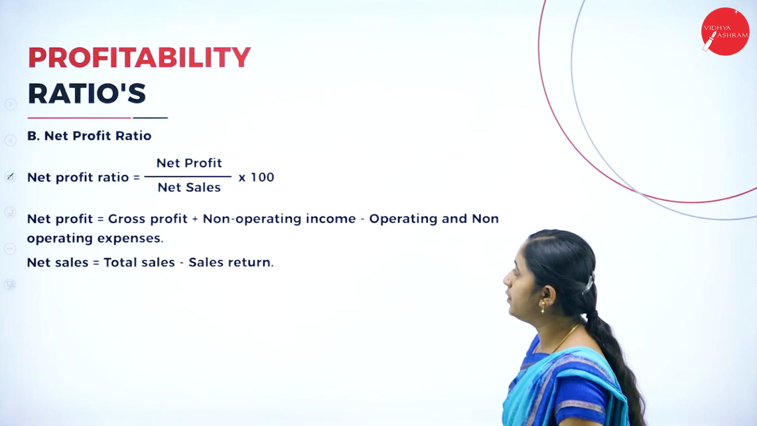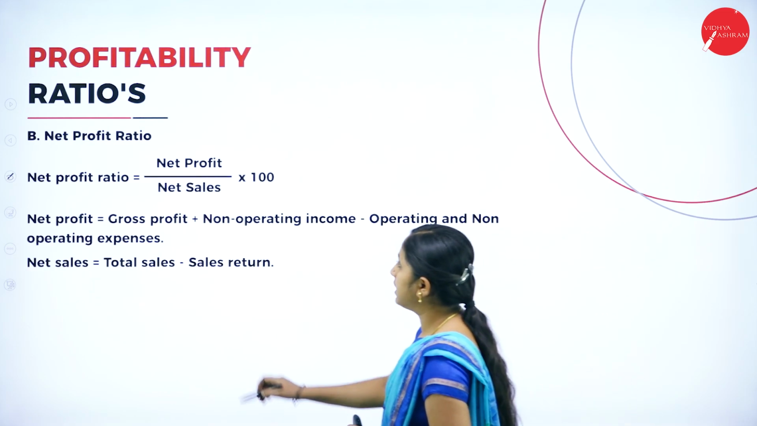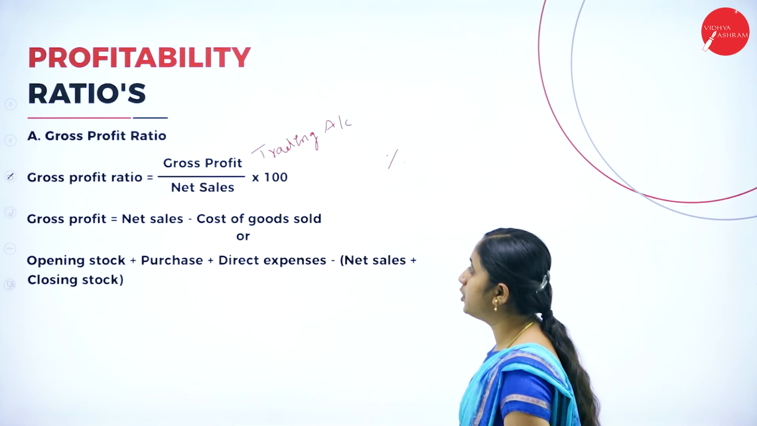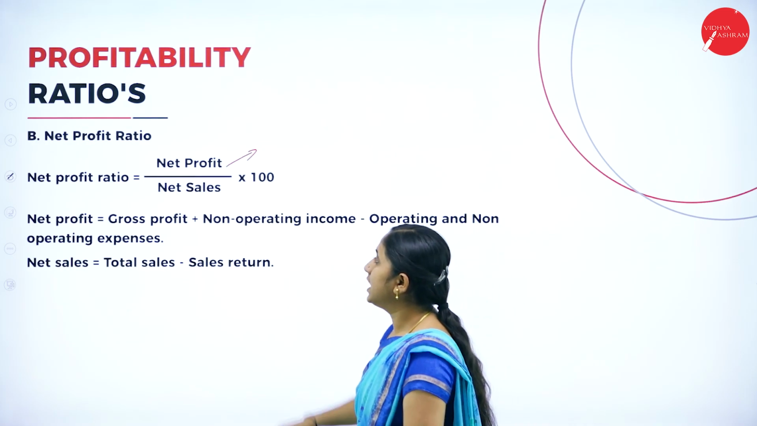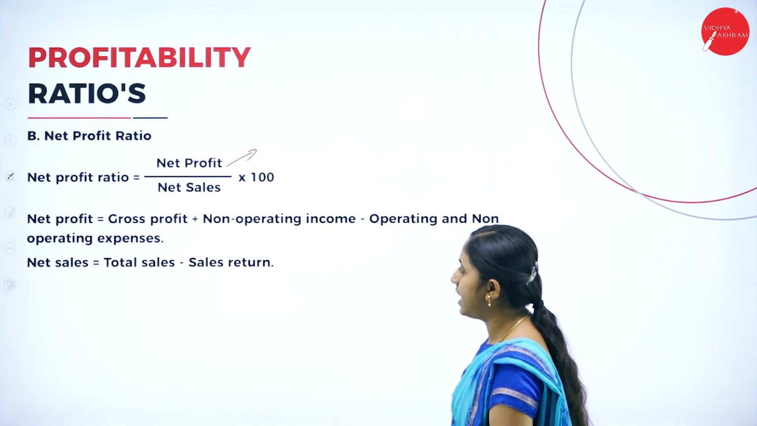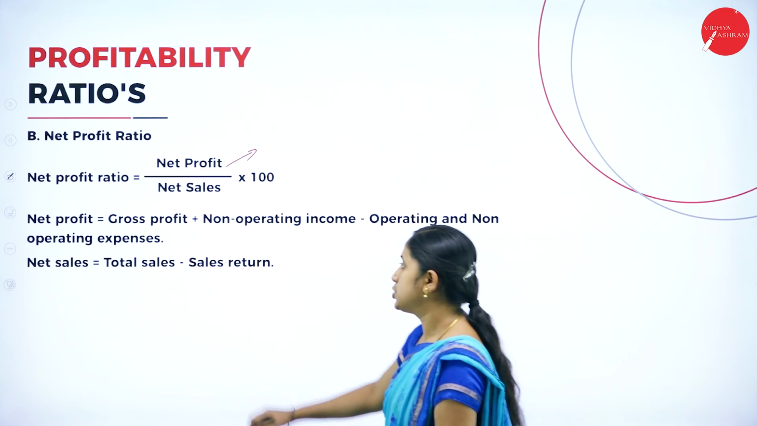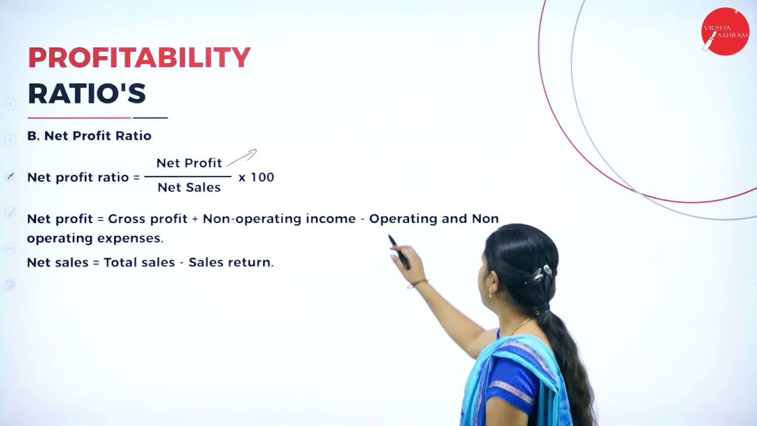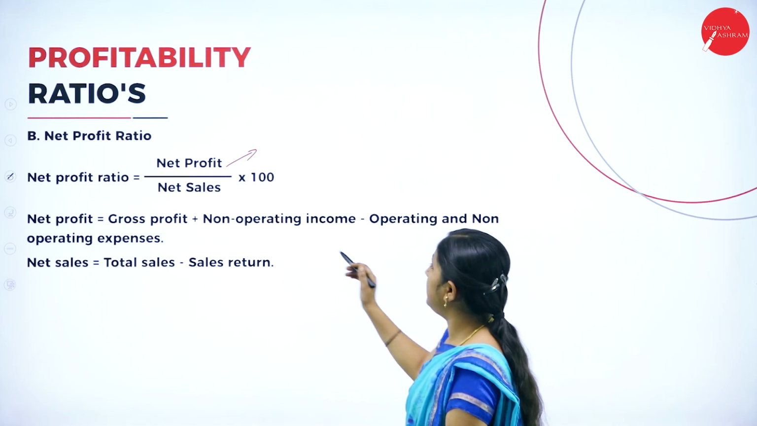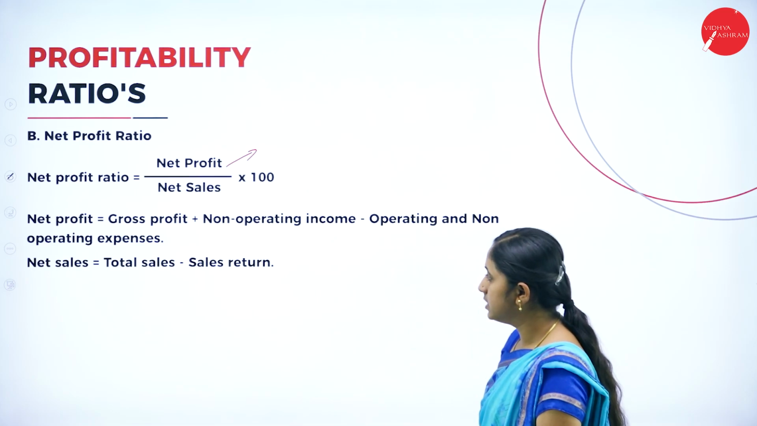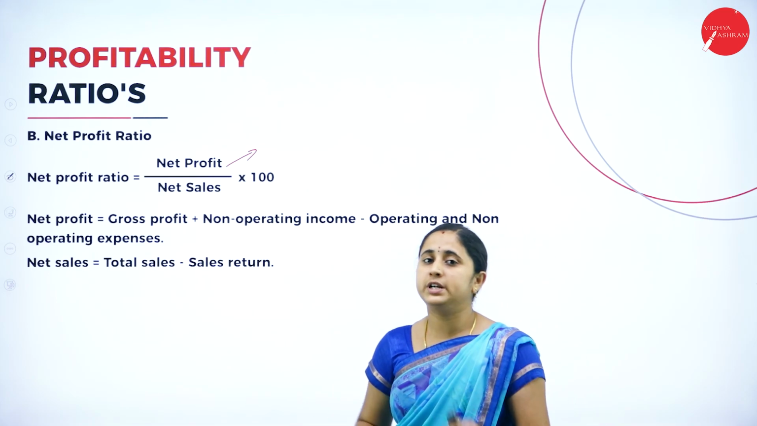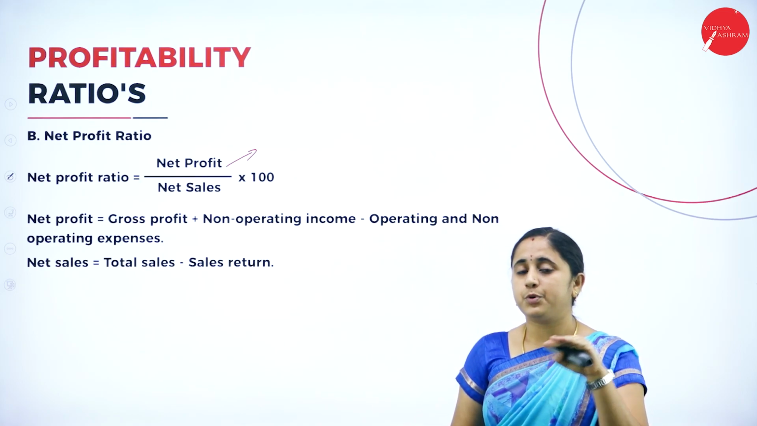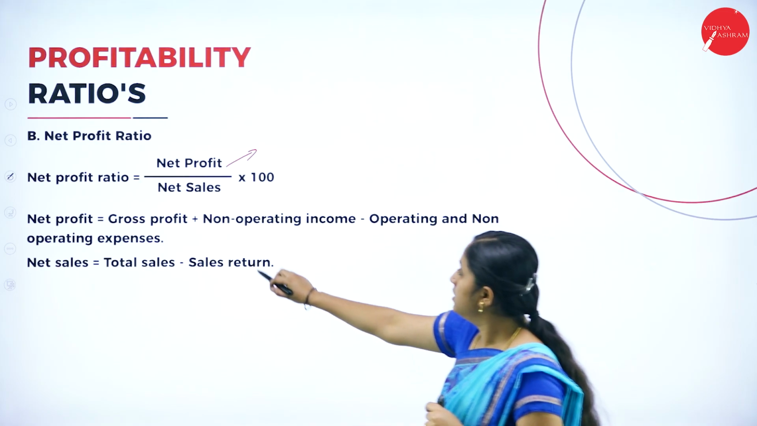Next, net profit ratio. Here you will consider net profit instead of gross profit. For the net profit ratio, you will take net profit for this calculation. Net profit is equal to gross profit plus non-operating income minus operating and non-operating expenses. Nothing but from the profit and loss account, we will get net profit at the end.